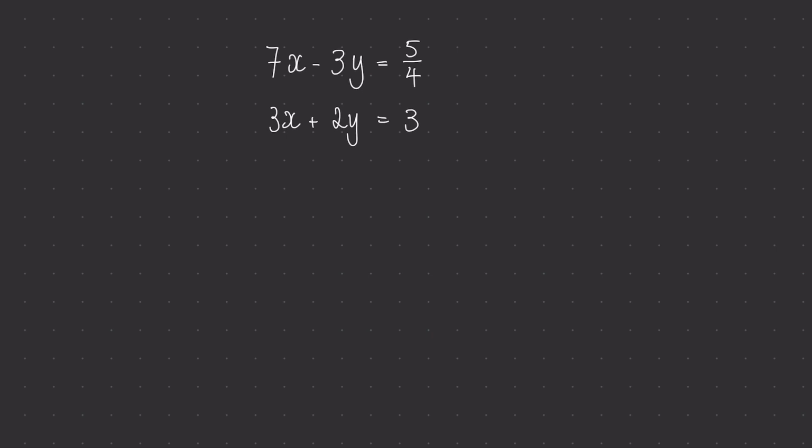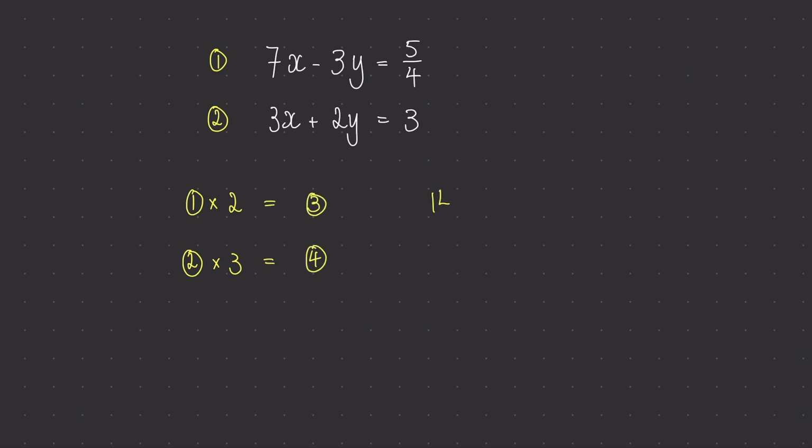Let's have a look at one final example. We can see that much like the previous example, we're going to have to multiply both of these equations by something. So let's label them 1 and 2 to begin with. Now I think that y is going to be slightly simpler to eliminate. The lowest common multiple of the 3 and the 2 is going to be 6. So equation 1 needs to be multiplied by 2, and equation 2 needs to be multiplied by 3. Okay, and that will give me my equations 3 and 4.